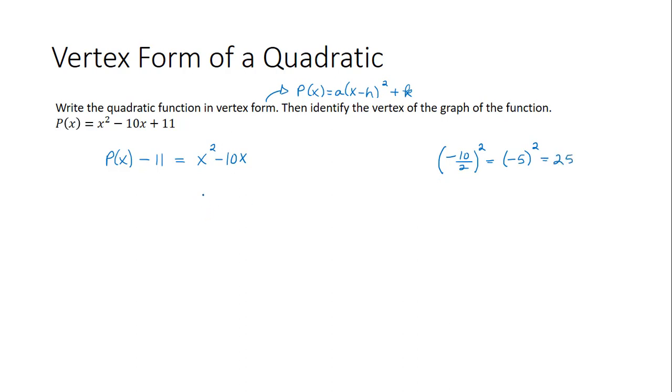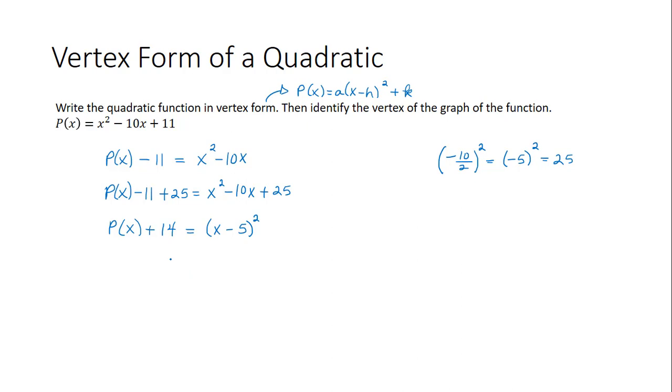And then we need to add 25 to this x squared minus 10x to make it a perfect square, but what we do to one side we have to do to the other side. So we will have p of x minus 11 plus 25 is equal to x squared minus 10x plus 25. Simplifying on the left, we get p of x plus 14 is equal to x minus 5 quantity squared.